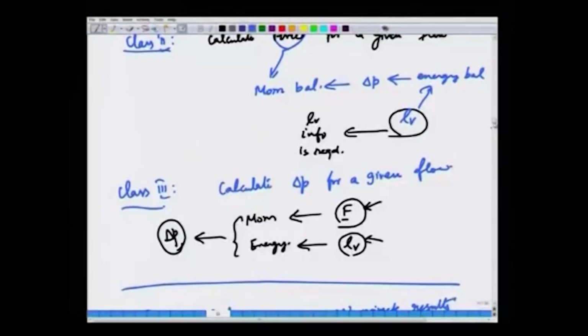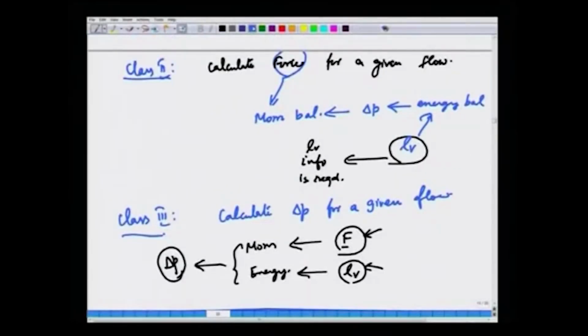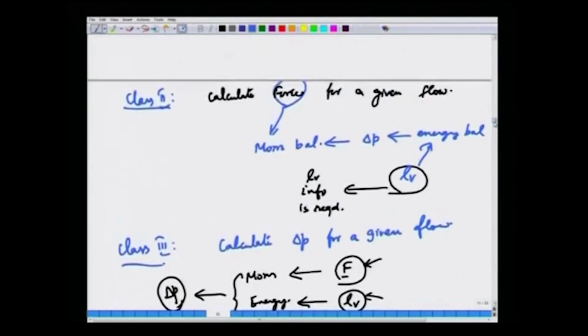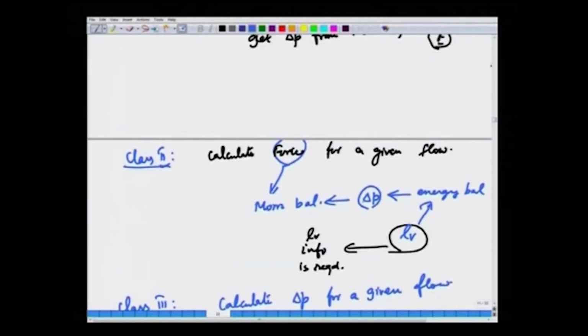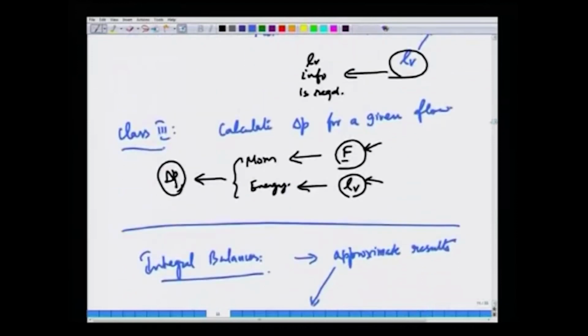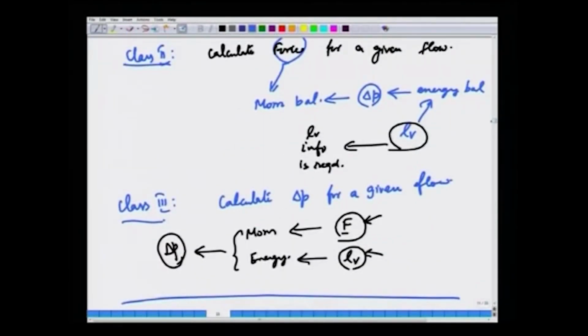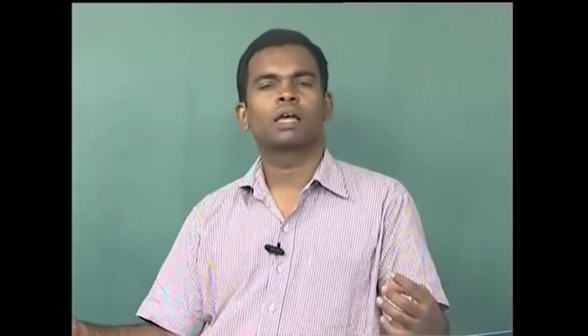In the second class of problem, you may be asked to calculate forces for a given flow. If you are asked to calculate forces for a given flow, okay, then you may have to use momentum balance, but the momentum balance again will need the information on delta p. In such a case, you have to use the energy balance to calculate delta p, for which you need the knowledge of losses, viscous losses. So, for class 2 problems you need to know the losses information, while for class 1 problems you need to know the forces information.